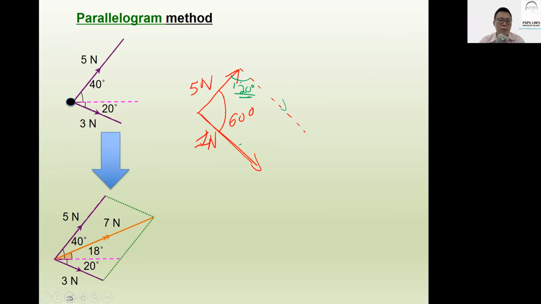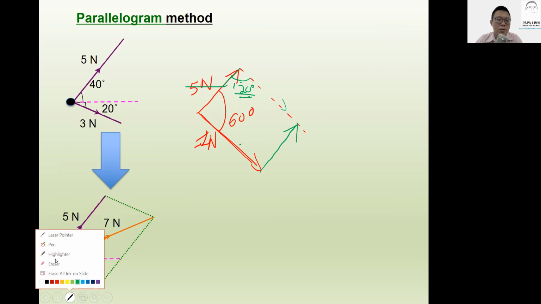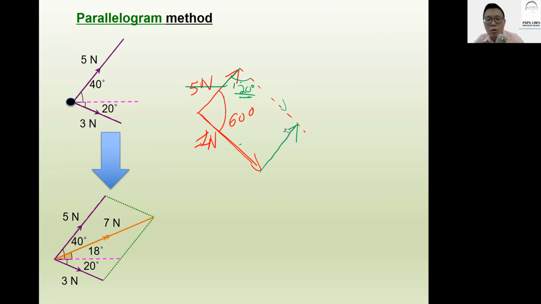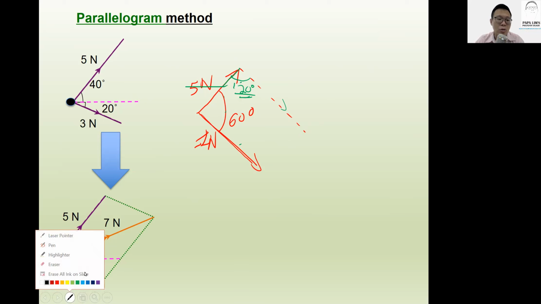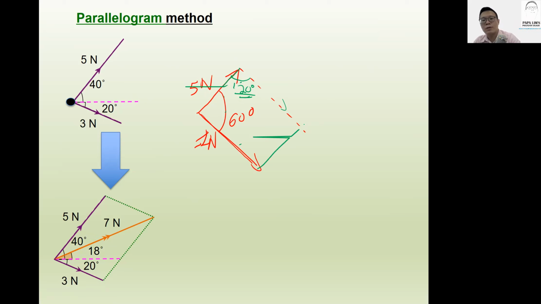Once you have the 120, I duplicate this line to the horizon again. Make sure you don't make this mistake: when you duplicate, you only duplicate the line. Don't put an arrow, because then you have 3 arrows, 1, 2, 3. But the question only says 2 forces, and an arrow means a force, so one is a mistake. This one should be a solid or dotted line, but no arrow. So I close it.